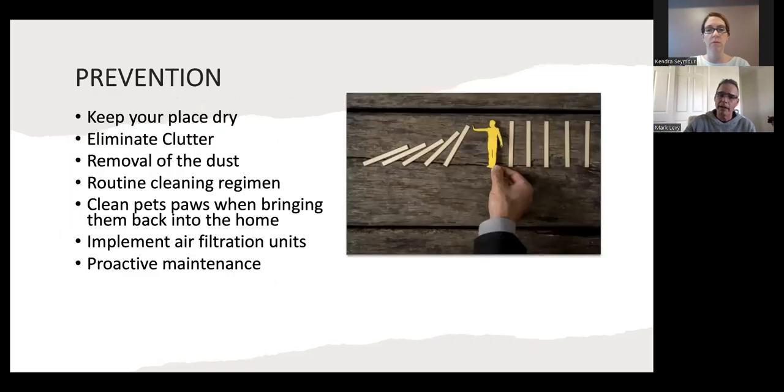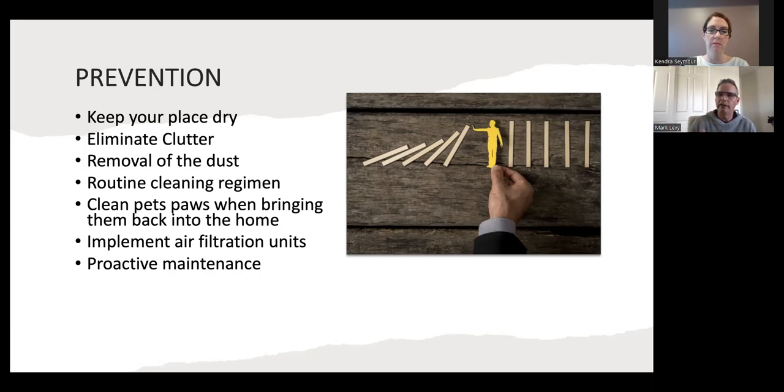So let's talk about prevention. How do we prevent all of this? Because this is, at the end of the day, the most important thing. It's really all about moisture. As we have been saying all along, the reason why you have an issue within your home is the amount of moisture that develops within the home, whether it's high relative humidity, fluid water that comes in from a water break from a pipe, or water intrusion issues. The most important thing for you to do is to keep your place dry.